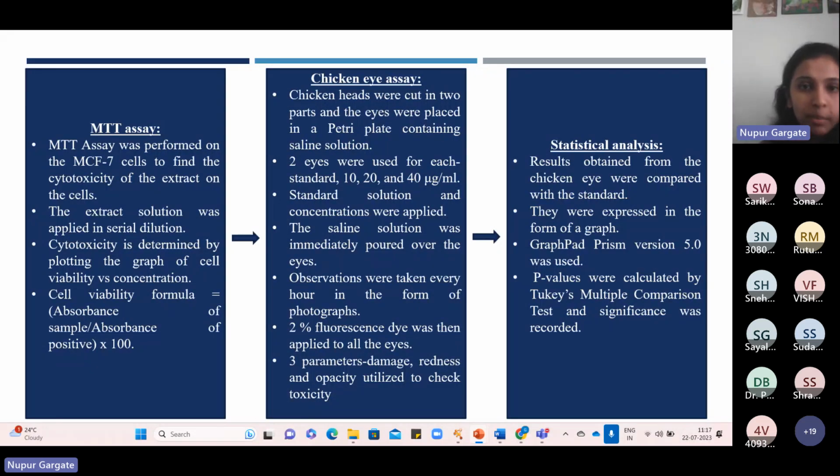So in this assay, mainly we took chicken heads and applied the solutions and took photograph every hour to check what all damage had happened in the eye. And all the results which were obtained were compared with the standard. The statistical analysis was done using GraphPad Prism, and the p-values were calculated by using Tukey's multiple comparison test.